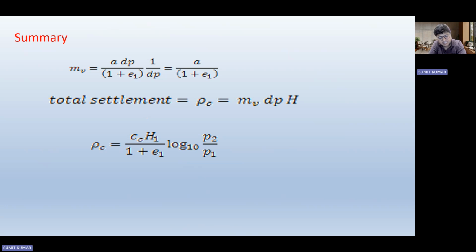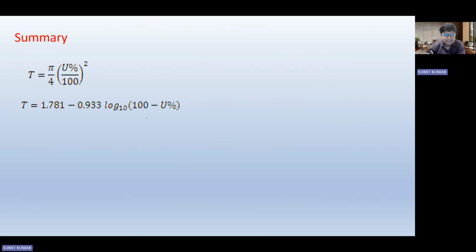The compression index and decompression index are some of the things which we have understood. We also understood the total settlement that takes place for the clay soil, and how much time it will take. Those correlations we have developed and understood, for which we have used this relation: for percentage U less than 60%, T equal to pi/4 times (percentage U by 100) squared, while T equal to 1.781 minus 0.9332 log(100 minus percentage U) for percentage U greater than 60%.